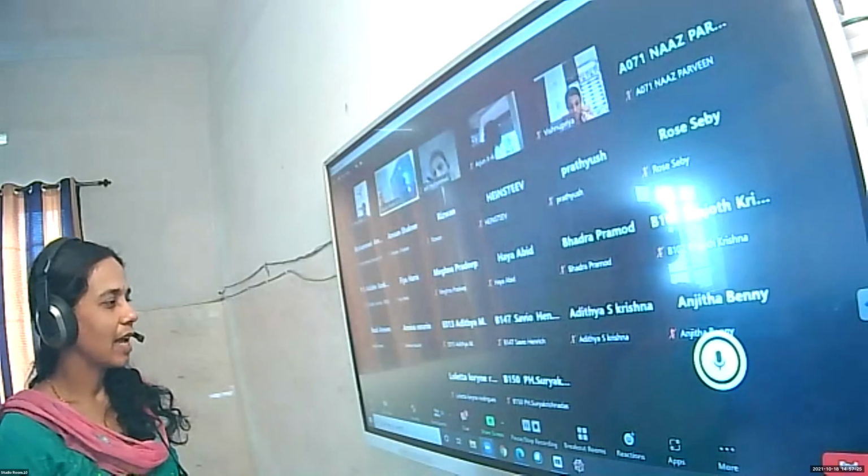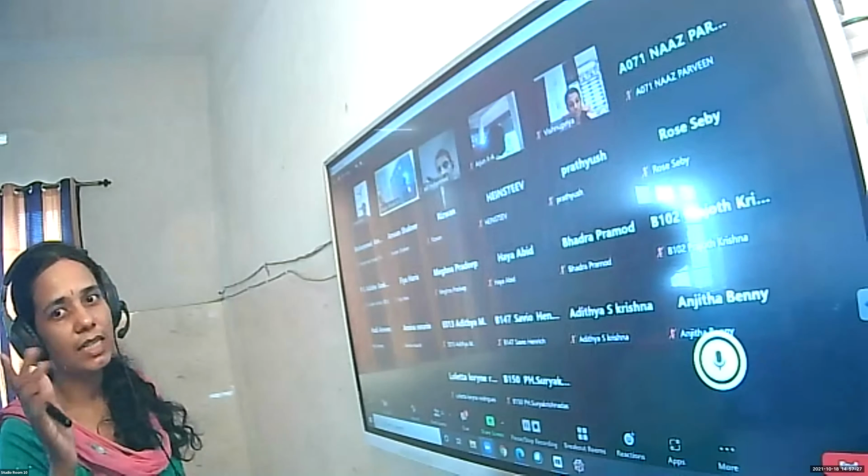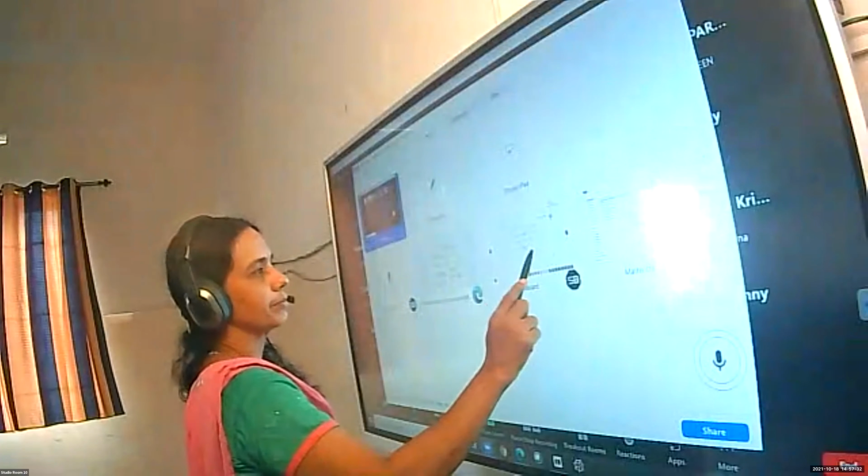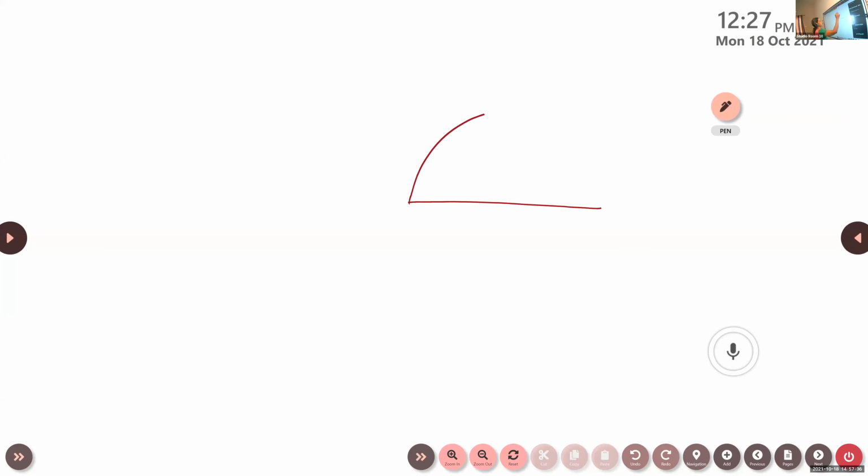Is it clear? The angle in a semicircle is 90 degree. We have learned this last year, and that concept only we are going to use here. So suppose this is 90 degree. What will be the area you can take? The base you can take as 2r, and the height will be equal to r.